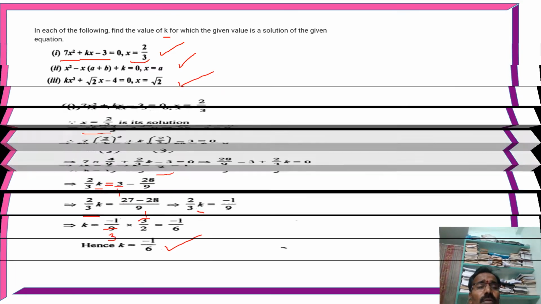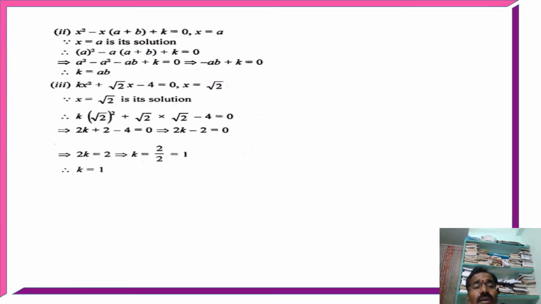Next problem, it is given in the previous bit only. x square minus x of a plus b plus k is equal to 0. Find the k value where x equals a. Simple, students. Substitute x equal to a. Then in place of x, substitute a: a square minus a into a plus b plus k equal to 0. But students, be a little careful in this step, because most of you make mistakes here only.